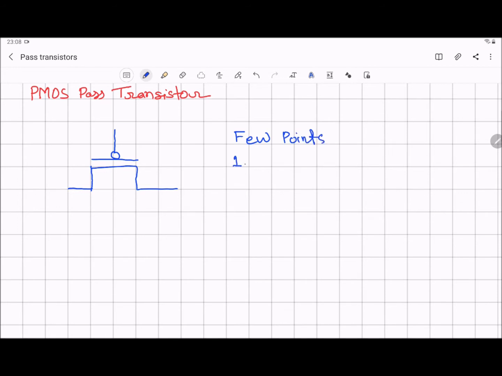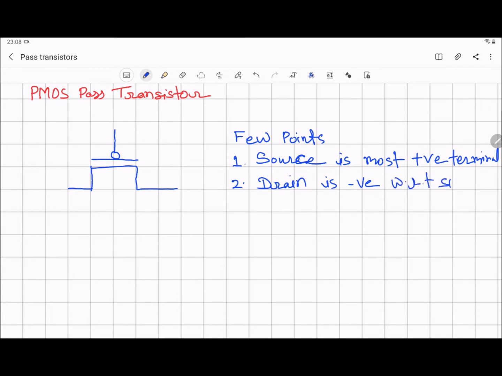First, as you know, holes are the charged particles responsible for the flow of current, and hence source is most positive terminal. Current flows from source to drain, so drain is negative with respect to source.